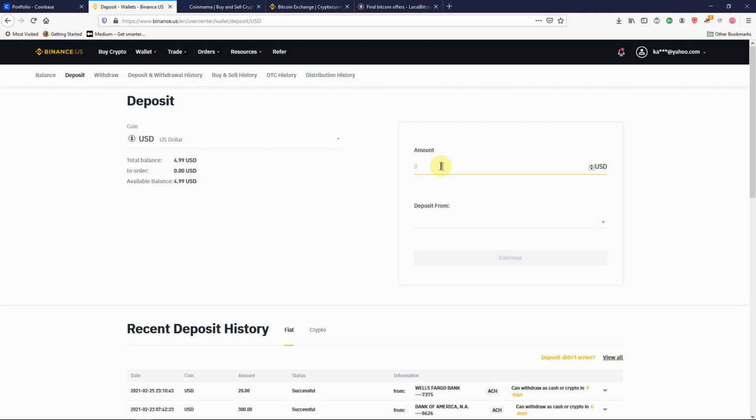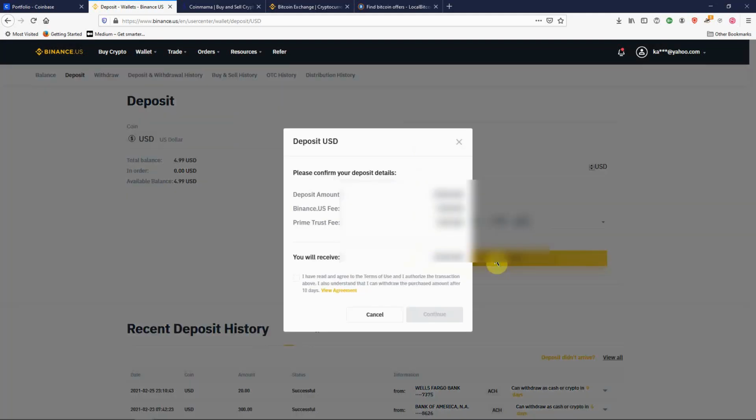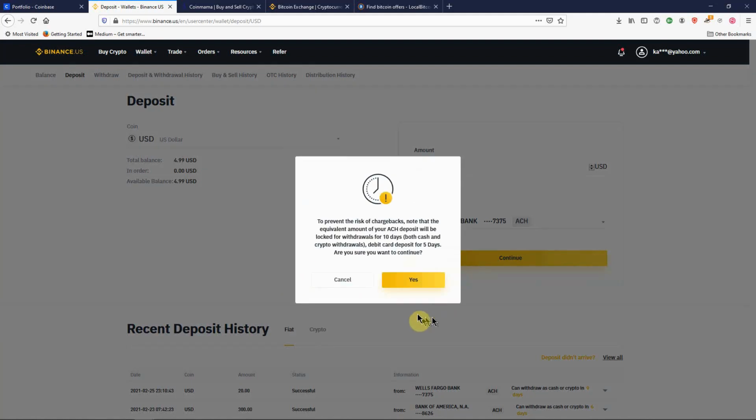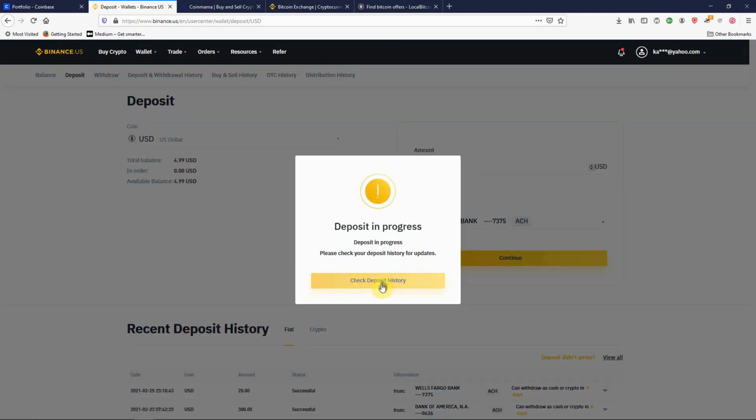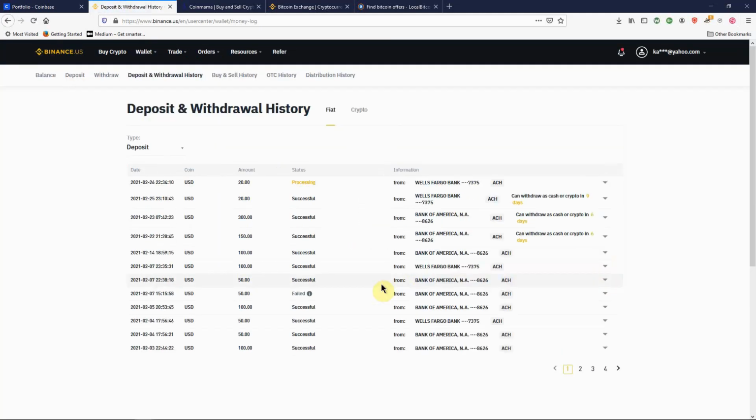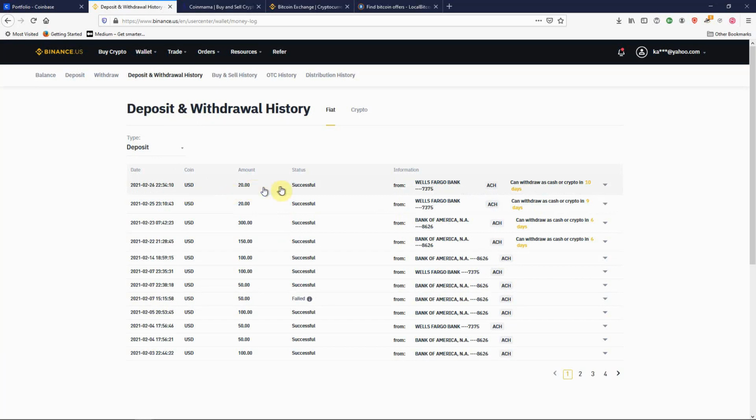So you're going to specify the amount of money you want to transfer into your exchange. Let's say I want to transfer $20 here, and I'm going to choose the bank account that I want this $20 to come from. Then I'm going to click on continue, agree, and then continue. All right, so my deposit is done, it's processing. Right, so you can see that my deposit is successful.